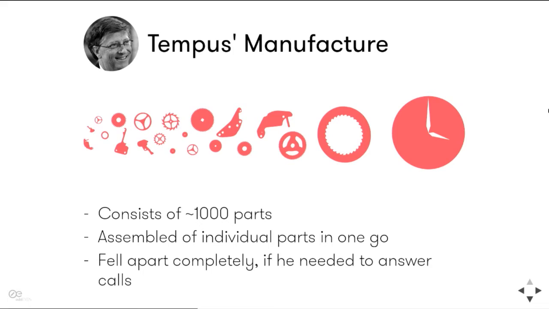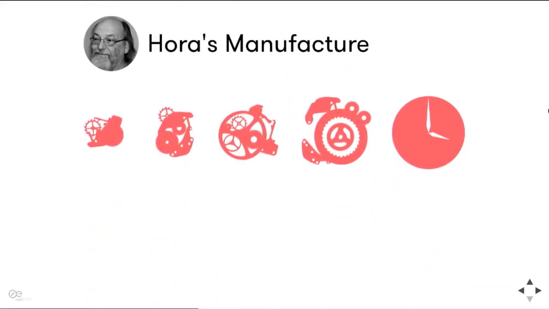Also, if there was a defect with the watch, he needed to take all the parts out, repair the part with the defect, and then reassemble the whole watch. So it's really time-consuming and not really effective. And here is what Hora did.